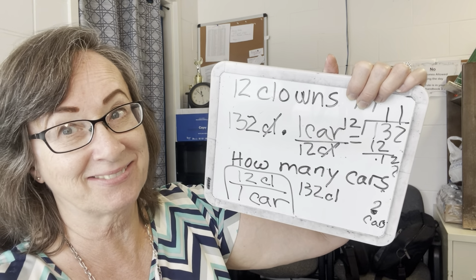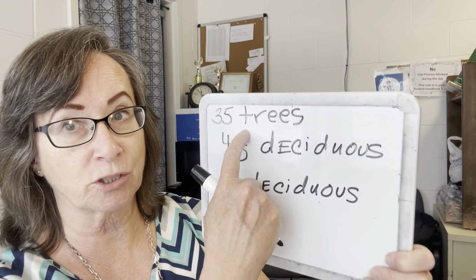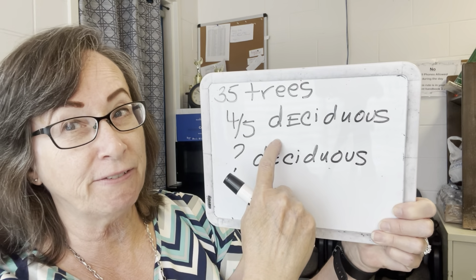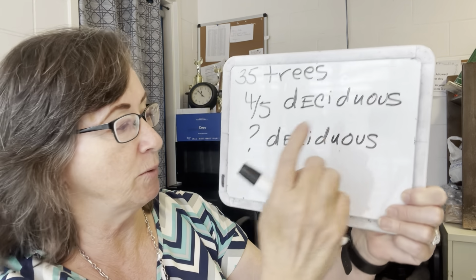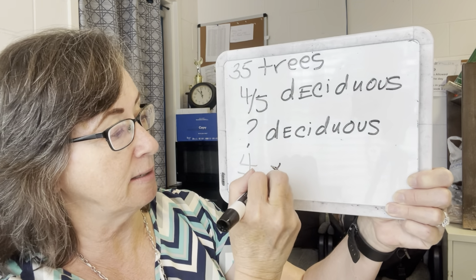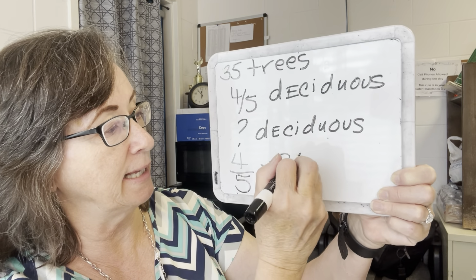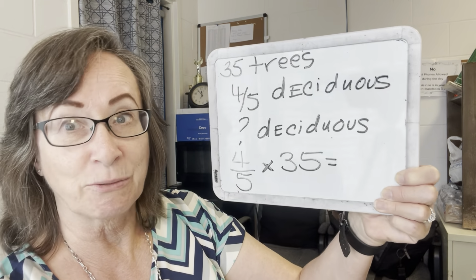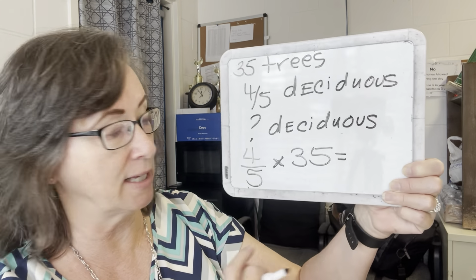That's pretty easy. Number 2 in your problem set says, there were 35 trees on the property. 4/5 are deciduous. They lose their leaves in the fall and the winter. How many trees on the property are deciduous? So we know how many total trees we have, and we know that 4/5 of them are deciduous. So don't we want to say 4/5 of means times the 35 trees. So it's 4/5 of the total, and 35 is the total.